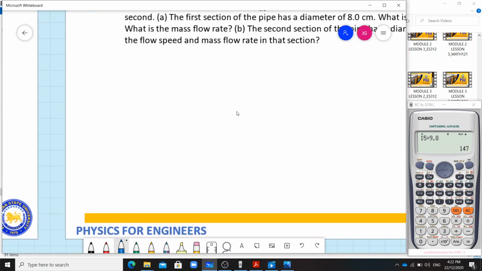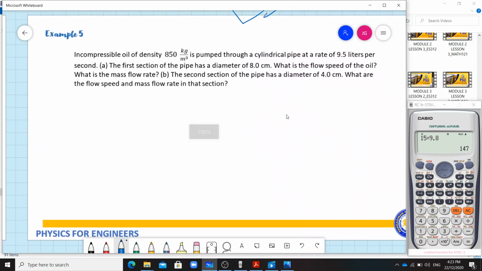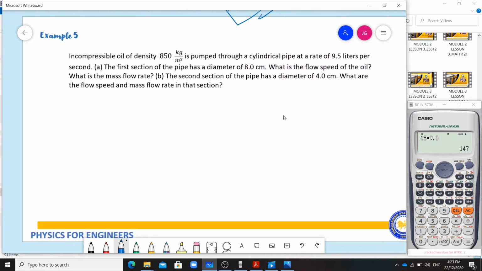Okay. So, ayan, example number 5. Incompressible oil of density 850 kilogram per meter cube is pumped through a cylindrical pipe at a rate of 9.5 liters per second. Okay. The first section of the pipe has a diameter of 8 centimeter. What is the flow speed of the oil? Okay.